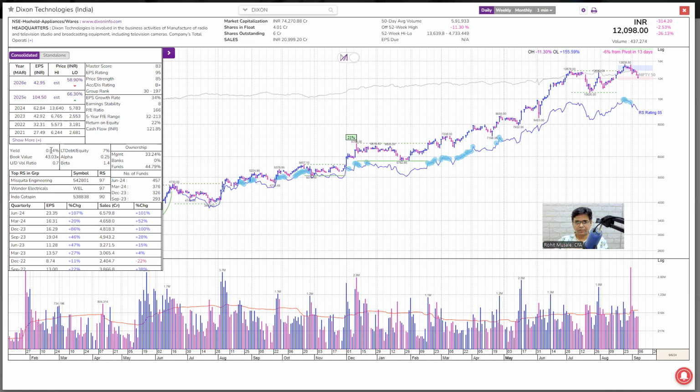So if this number is high, that is also a problem we need to investigate. If this number is low, that is again a problem we need to investigate. Why is this number low? Is the company not making money? So this is a very tricky parameter.